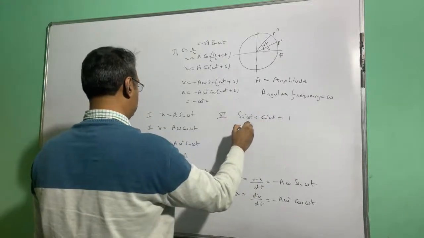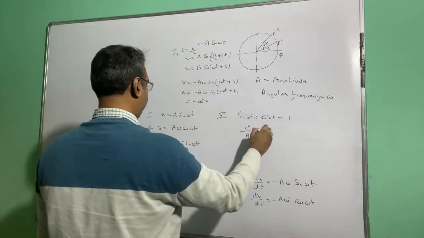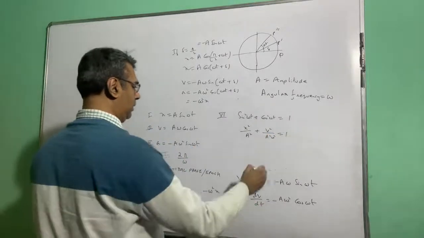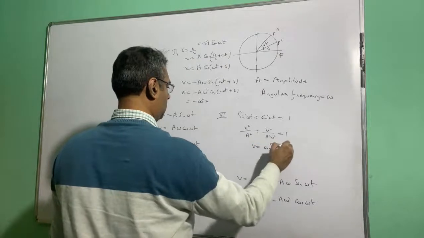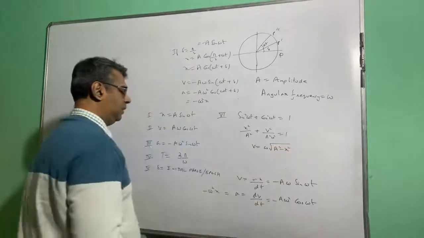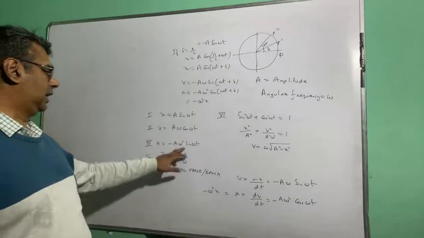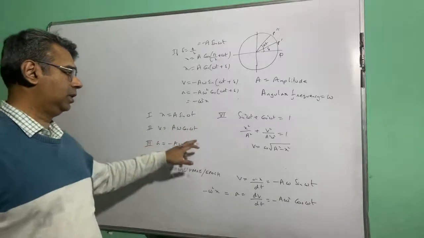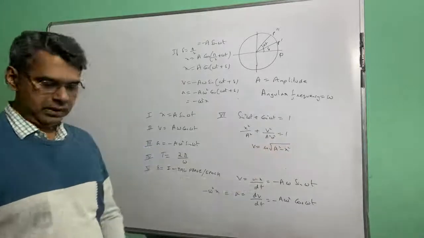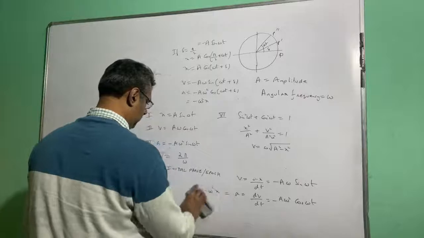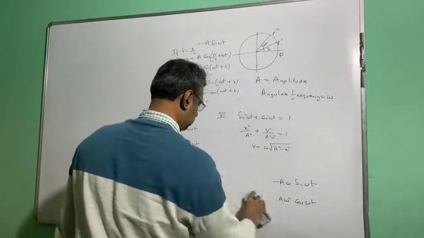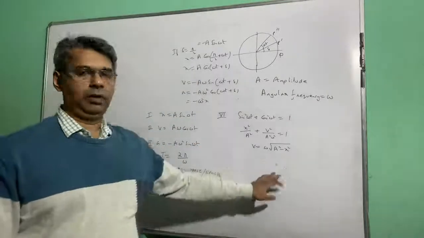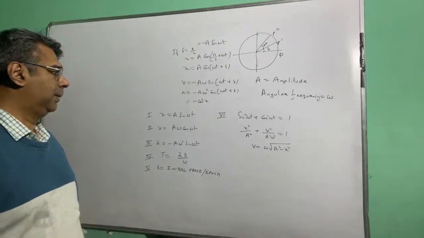Sin squared omega t plus cos squared omega t is 1. So x squared by a squared plus v squared by a squared omega squared is 1. So v is omega root a square minus x square. Sin square omega t is x square by a square, cos square omega t is v square by a square omega square, so the total of them is 1. So v is omega into root over a square minus x square. This is formula number 6, the formula to find the instantaneous velocity in terms of displacement, right?